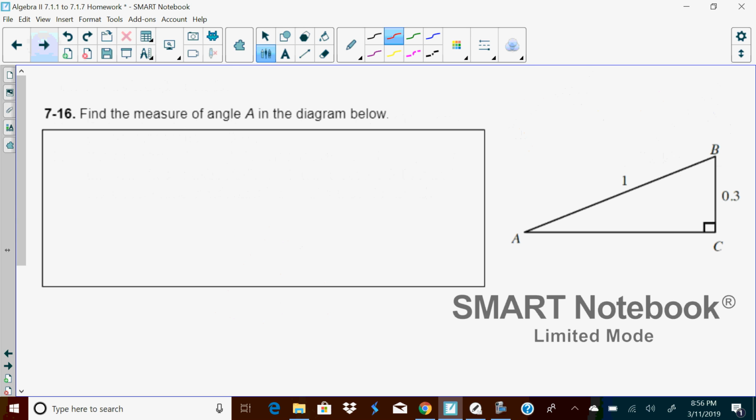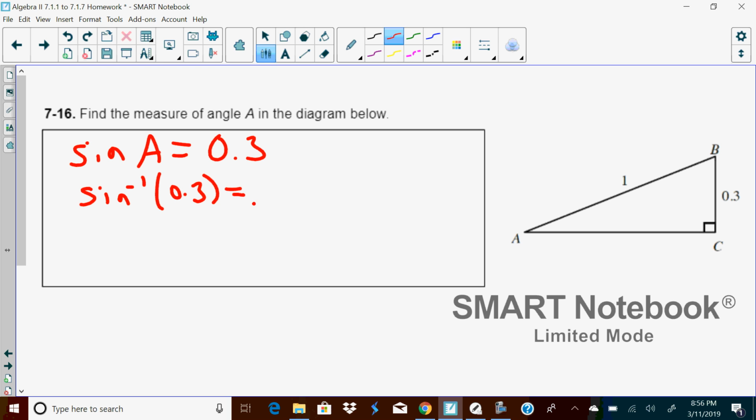Problem 16, find the measure of angle A in the diagram. So I know that the sine is the vertical height. So the sine of A is going to be equal to 0.3. So I do the inverse sine of 0.3. So angle A is about 17.46 degrees.